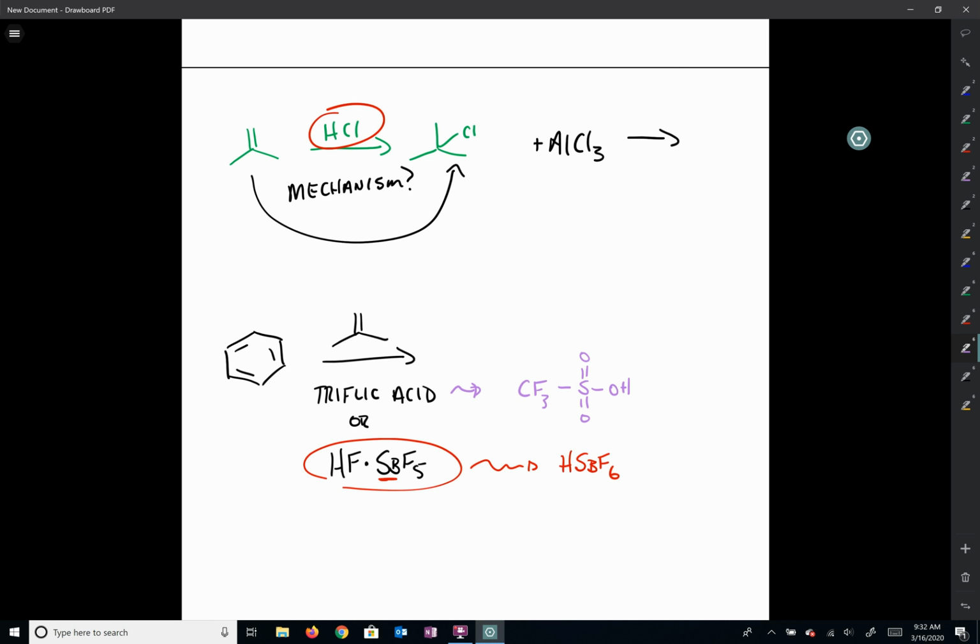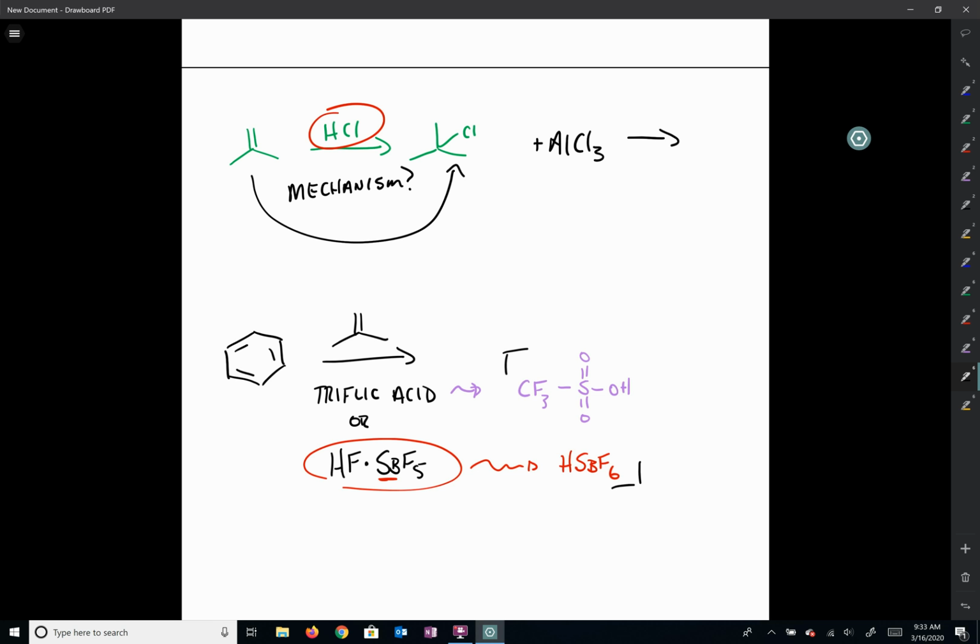Remember, if we have triflic acid, it turns into a triflate anion. So we have triflates and triflic acid. At the end of the day, these are two extremely powerful acids, especially that antimony one. That antimony one is classified as a superacid.